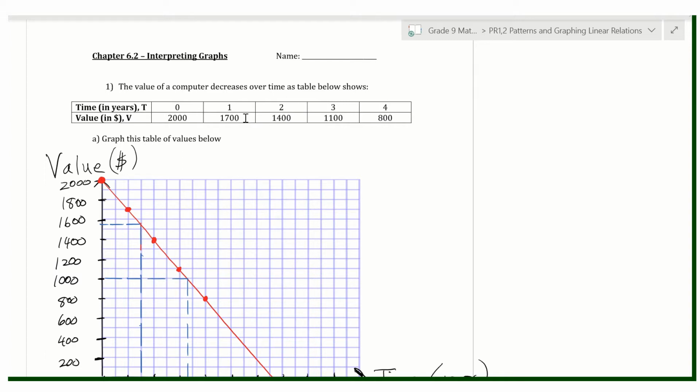Now after year one, it went down $300. It's now down to $1,700. After year two, it went down another 300. Year three, another 300. And finally, after year four, it has a new value of $800. It lost another 300. So it lost in total about $1,200, right? So the first question is graph it.